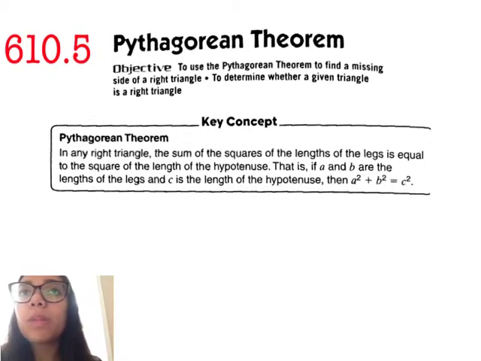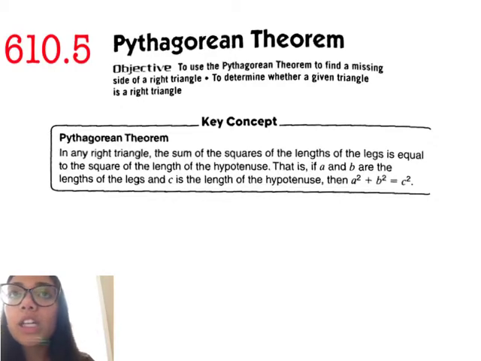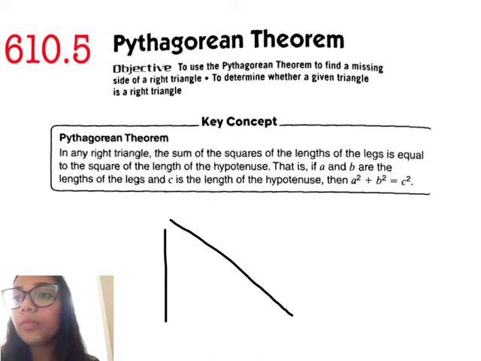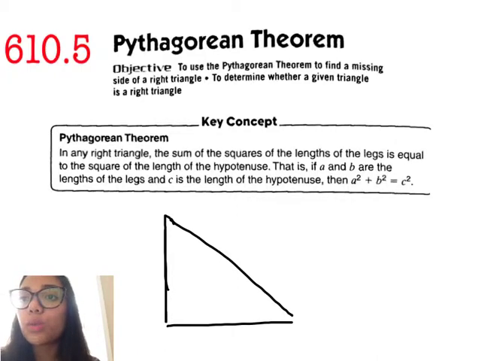In mathematics, the Pythagorean Theorem, also known as Pythagoras' Theorem, is a relation in Euclidean geometry among the three sides of a right triangle. So, here's what it states. It states that in any right triangle, the sum of the squares of the lengths of the legs is equal to the square of the length of the hypotenuse. So the hypotenuse is always the side across from the right angle.